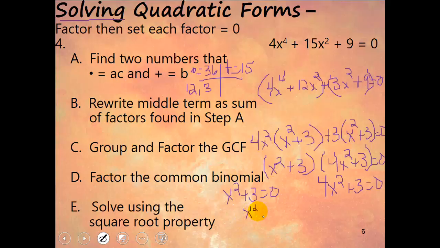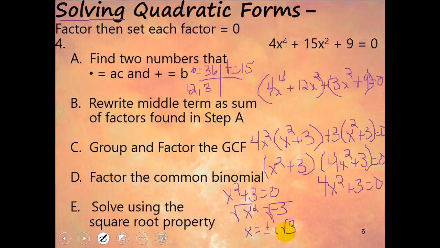So I'm going to push that 3 over. So I get x squared equals negative 3. And now I'm going to take the square root of both sides, and I get x equals plus or minus i root 3, just like we've done before with simplifying negative radicals.